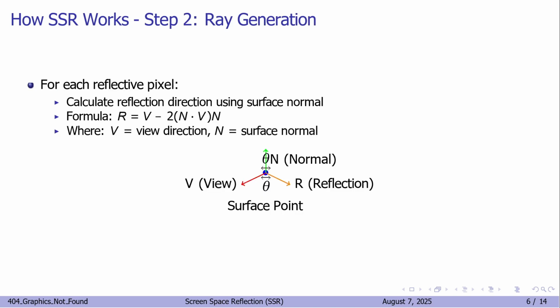Now for step 2, generating the ray. Once we have our data, we look at each pixel on our reflective surface. Using the normal and the view direction, we can calculate the reflection direction using the simple formula you see on the screen. You don't need to memorize the formula, just understand that for every point on a shiny surface, we're calculating the path the light would take to bounce off it and into our eyes. The diagram shows this perfectly. The view ray comes in, hits the surface, and the reflection ray bounces off at an equal angle.